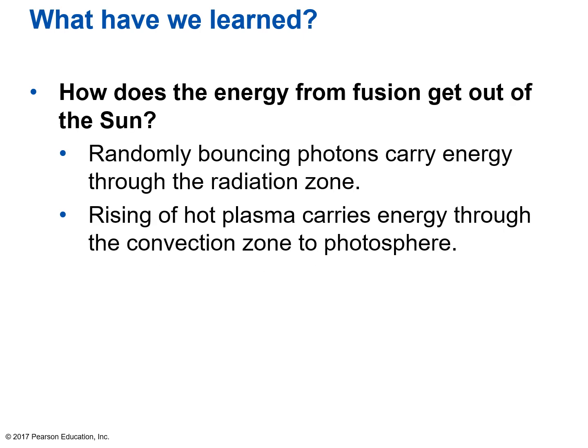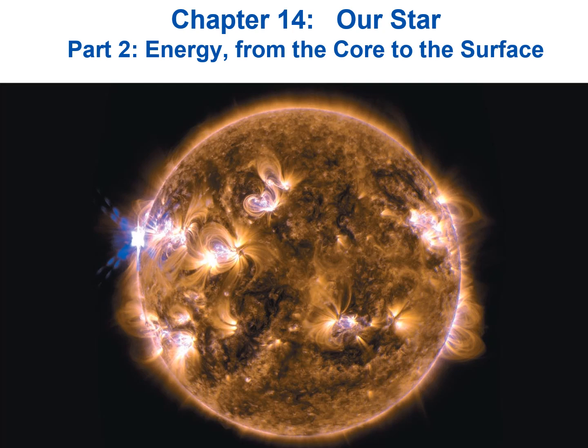How does the energy from fusion get out of the sun? Randomly bouncing photons carry energy through the radiation zone, and the rising of hot plasma carries energy through the convection zone to the photosphere. That is it for part 2 of chapter 14.